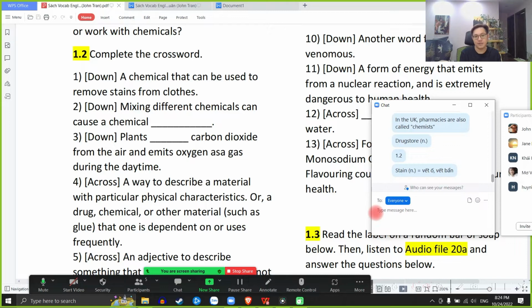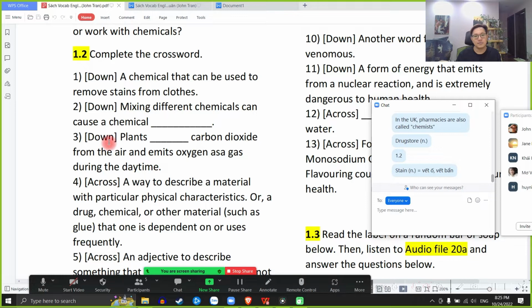Number 2, mixing different chemicals can cause a chemical something. Trộn lẫn nhiều hóa chất khác nhau có thể gây ra cái gì? Nó là phản ứng hóa học. Yes, it's a chemical what? You just basically write it there.